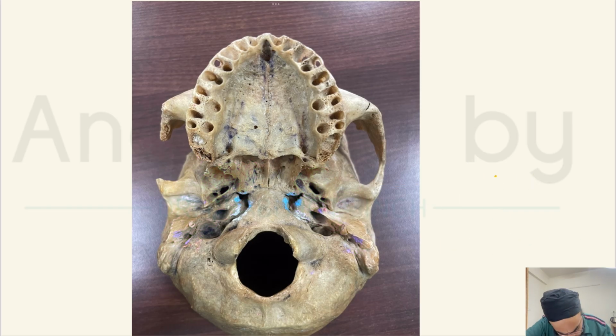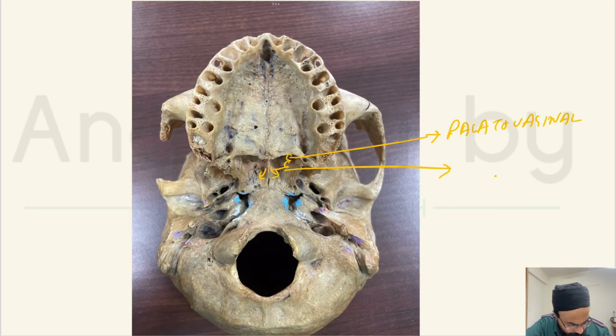Okay. So this vomer, it has two alae, and its alae meet the rostrum of the sphenoid, and over here on the lateral wall they form two canals. The canals are one with the palatine, palatovaginal, and the other one is vomerovaginal. These are the two canals that are formed over here.